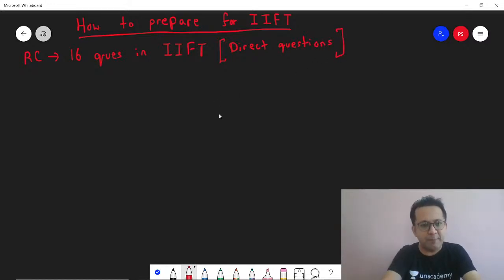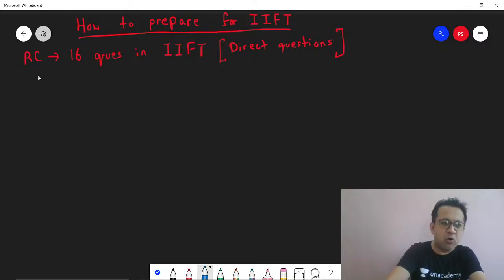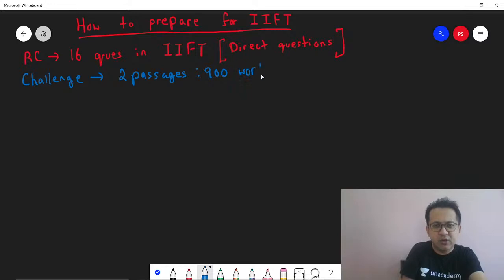The only problem in IIFT RCs is they are going to be very lengthy. You will get around two passages of around 900 words each, and another two passages of around 600 words each.